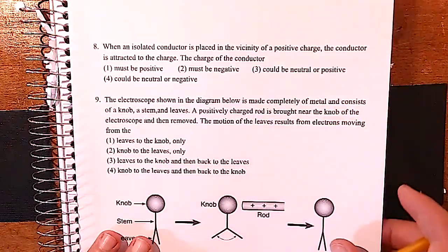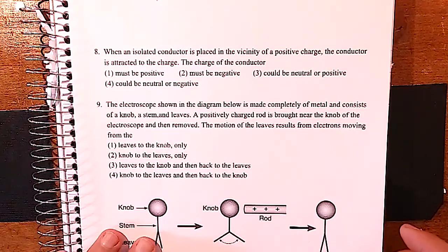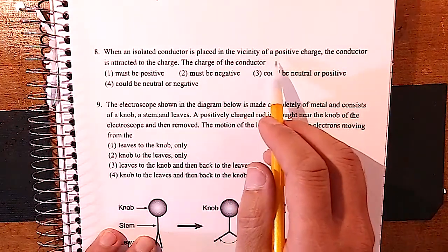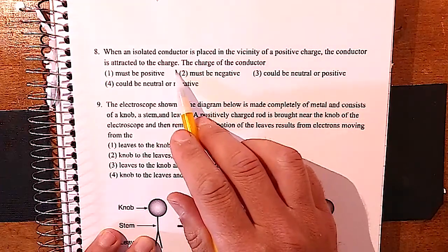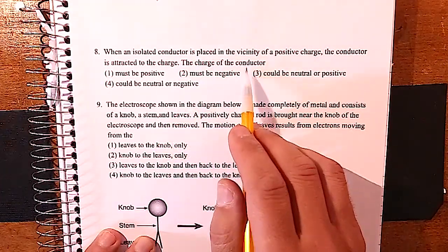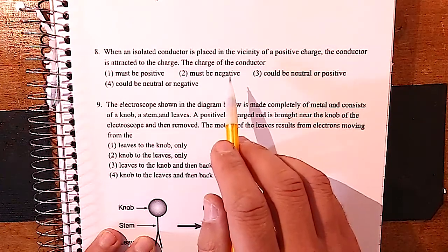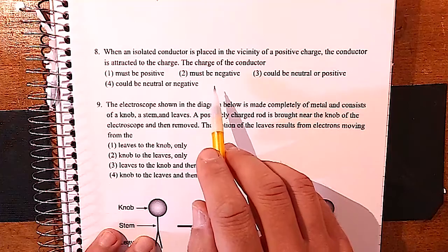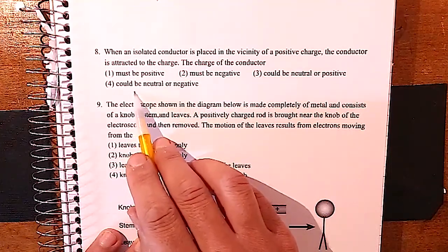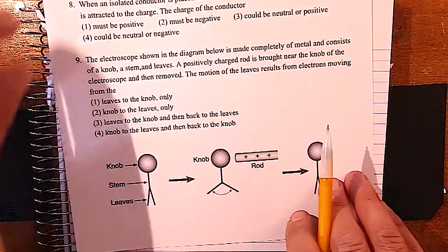This one says an isolated conductor is placed in the vicinity of a positive charge. The conductor is attracted to the charge. What could the charge of the conductor be? Well, remember, we can get attraction 2 different ways, by having the opposite charge, or it could be neutral. So that's number 4, neutral or negative.